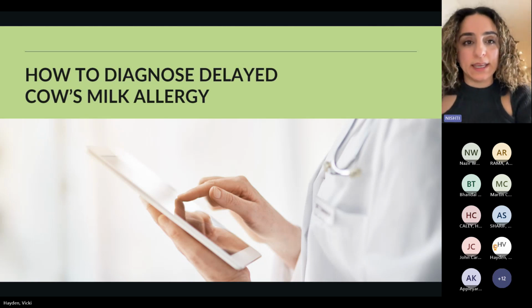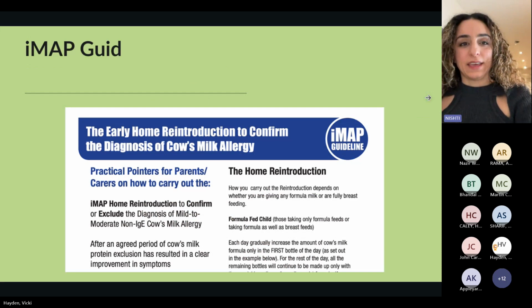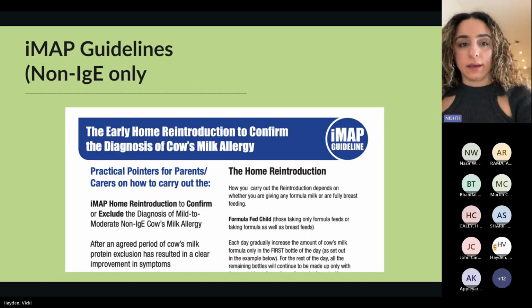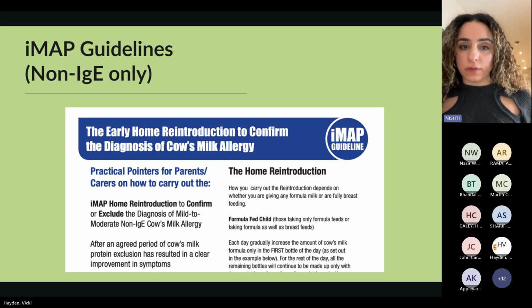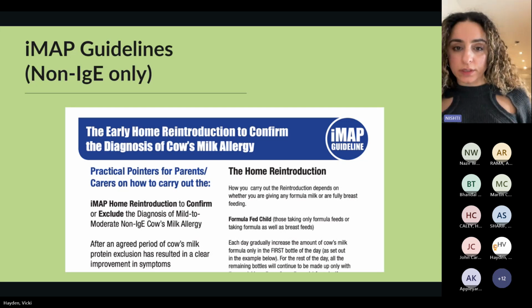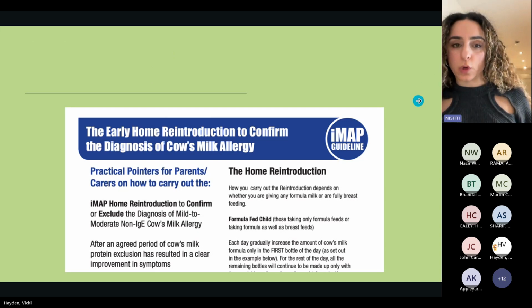So next slide, please. So this is the guideline, the early home reintroduction to confirm the diagnosis of cow's milk allergy, and it's only for those with suspected non-IgE cow's milk allergy. And on the next slide, you will see the protocol.